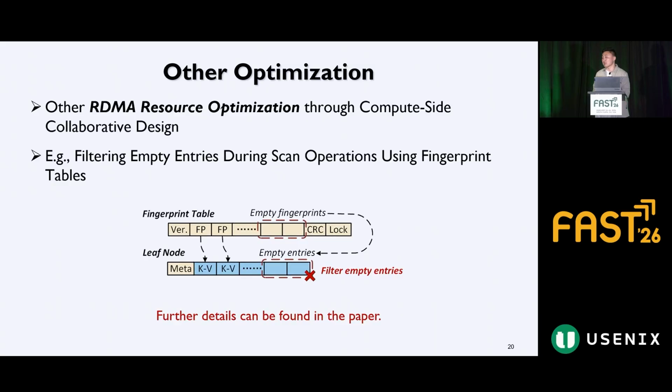We also introduce other RDMA resource optimizations enabled by the compute-side collaborative design. For example, using the compute-side fingerprint table to filter out empty key-value slots within leaf nodes during scan operations, preventing wasted bandwidth. Further details can be found in the paper.